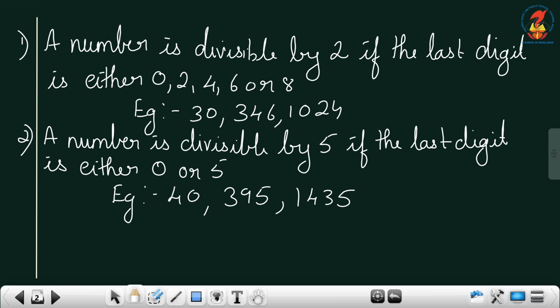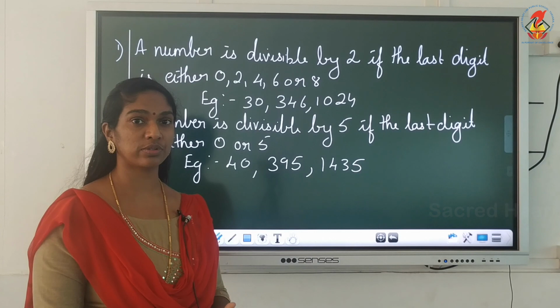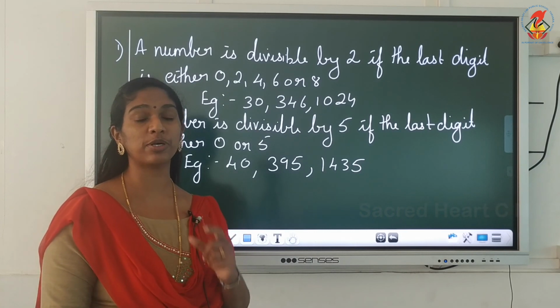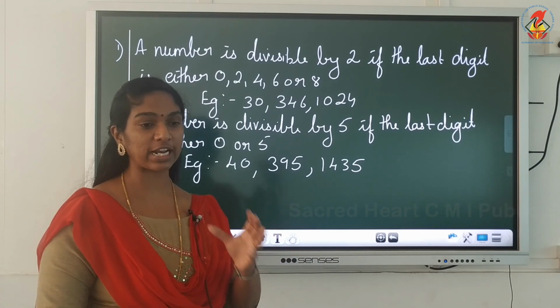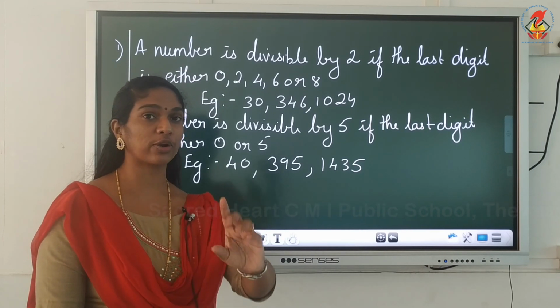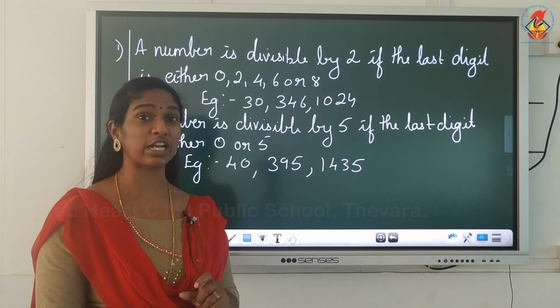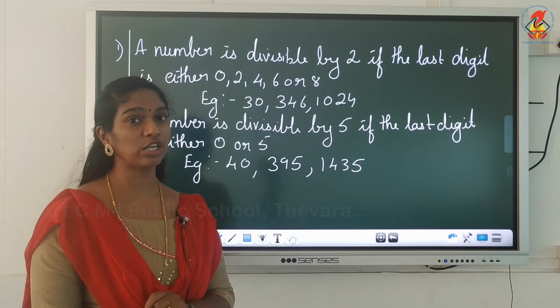First one. How do we check a number is divisible by 2? Divisible by 2 means when you divide that particular number by 2, the remainder should be 0. That is why we use the word divisible by 2. If you have any number, when you divide that number by 2, your remainder should be 0. If it is 0, then we can say that particular number is divisible by 2.